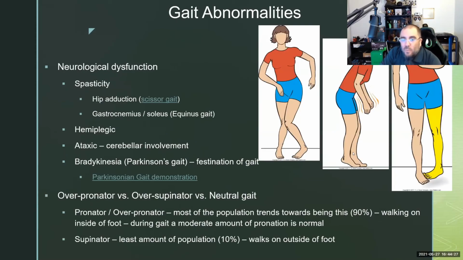Spasticity can happen as well. With spasticity, you can get a scissoring gait. So you just mentioned cerebral palsy. Cerebral palsy happens a lot with scissoring gait, and the same thing with equinus gait. Scissoring gait is where the legs cross midline when they walk.